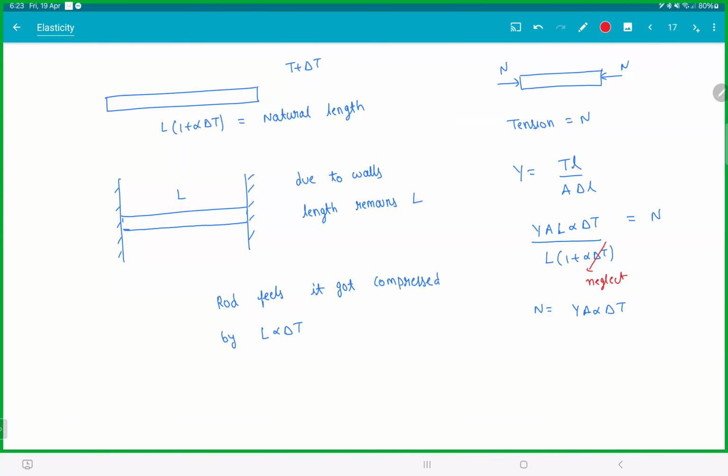So on the walls, there will be two frictions also, F and F. And that will balance mg. So from there, we get 2F is equal to mg. F is equal to mg by 2. But we know the value of friction is always less than or equal to mu into N. So from there, we get delta T must be greater than or equal to mg by 2 mu Y A alpha. That's your answer. As long as the temperature change is at least this much, you're safe.